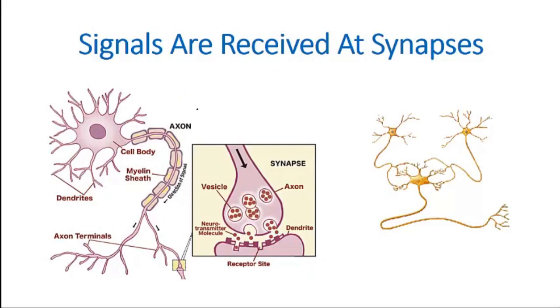Now the signals at the end reach the end point of the axon. We call it the axon terminal, where we see axons are also branched at the end. These are the axon terminals. And if you look at this axon terminal, it also interacts with the nearby or the next neuron's dendrite. Okay, so the region where the axon terminal interacts with the next receptor site is known as a synapse.